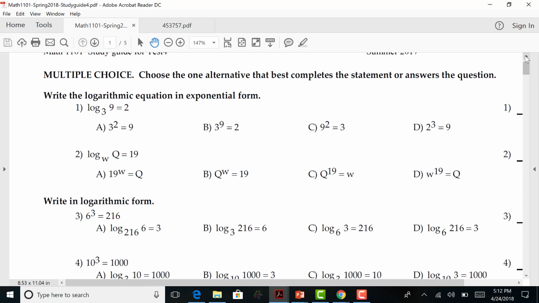And then number 2, log base W of Q equals 19. Put a dot under the W, draw your arrow to 19, around to the Q. What goes in the first box? W. Second box, 19. W raised to the 19th power equals Q. Done.